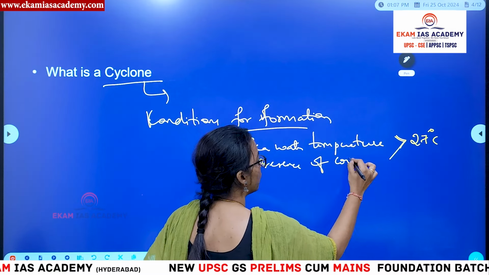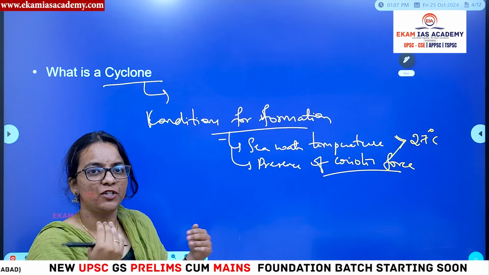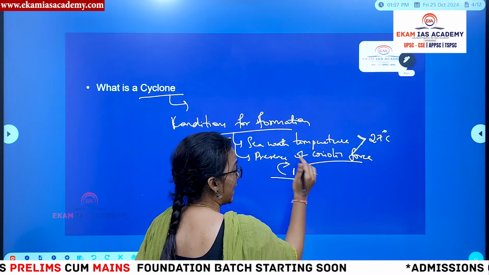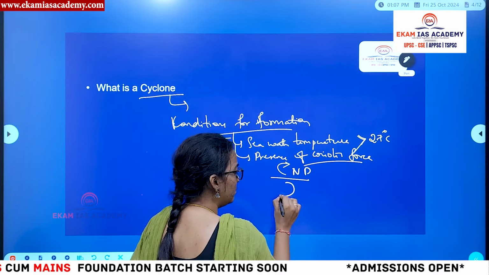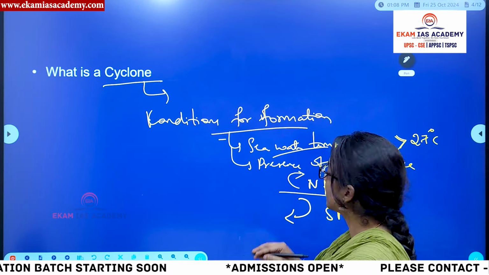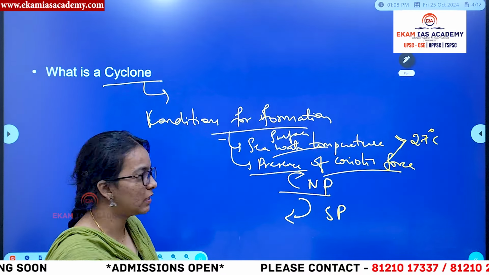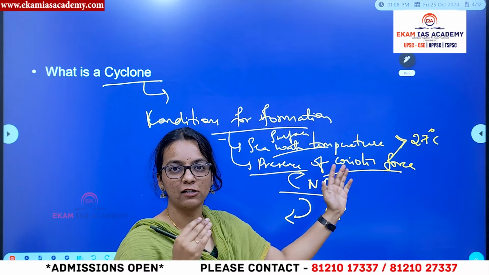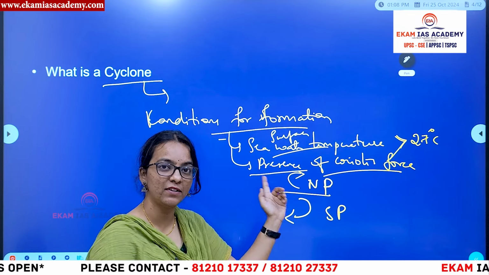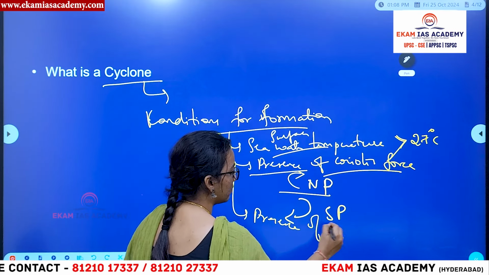What is meant by Coriolis forces? See, the wind direction will be changed according to the earth's rotation. The wind deflects to the right side in the northern hemisphere and to the left side in the southern hemisphere. So the first condition: sea surface water temperature should be greater than 27 degrees, and also the presence of Coriolis forces, which is the deflection of wind direction depending on the Earth's rotation. It deflects right in the northern hemisphere and left in the southern hemisphere. This is one of the reasons for the formation of cyclone, and also the presence of a low pressure area.